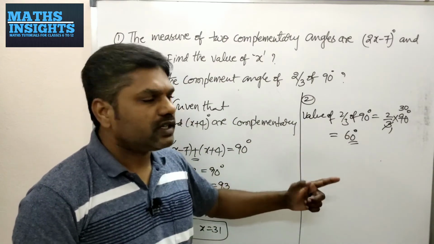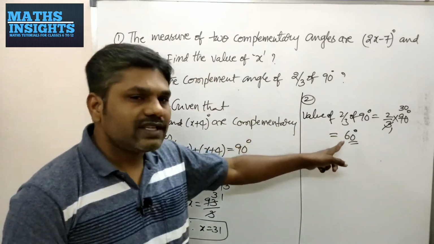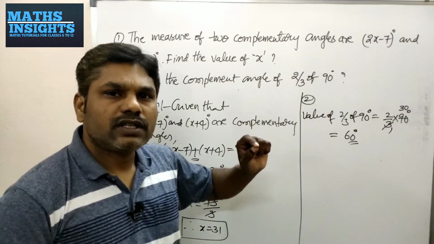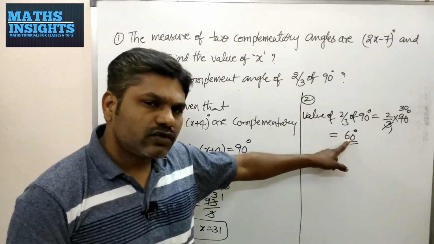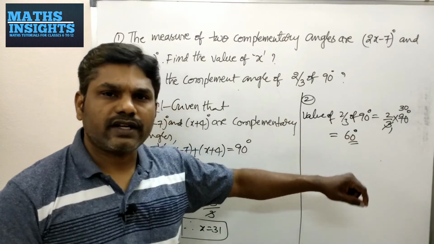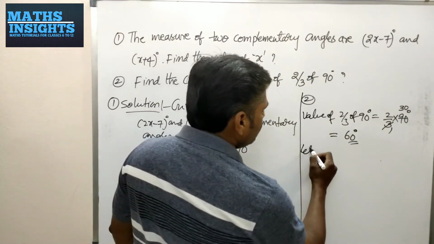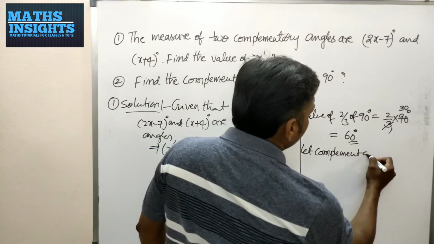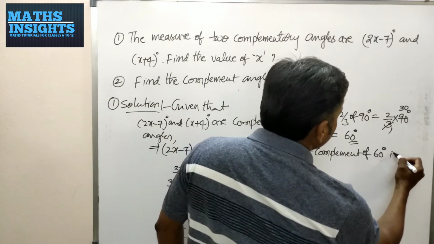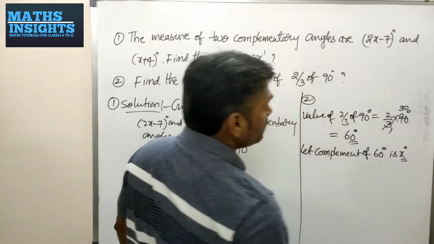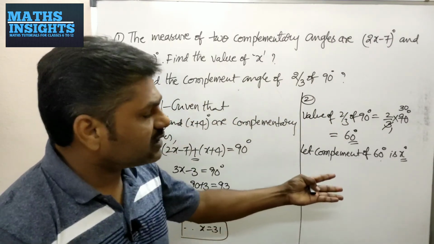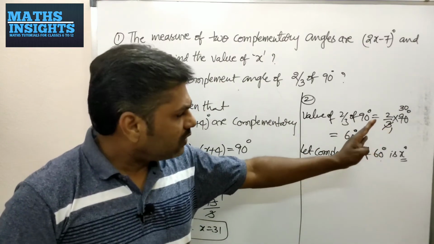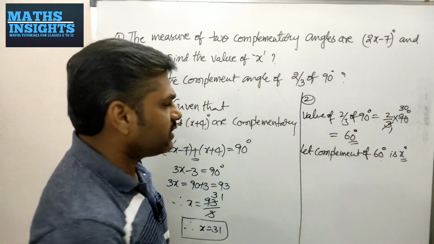Then you have to find the complement of this angle. You know, complement is nothing but adding to this, so that you get 90 degrees. Let the complement of 60 be x degrees. I am assuming that the complement of that 60 is x degrees, and on addition of these two, the value will become equal to 90 degrees.